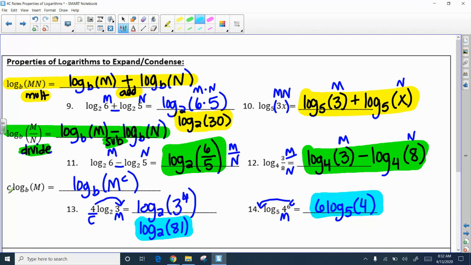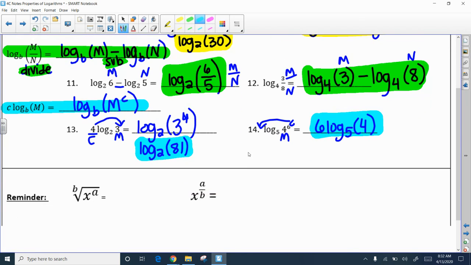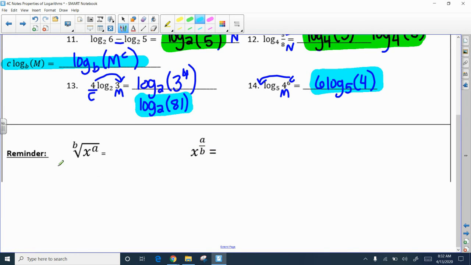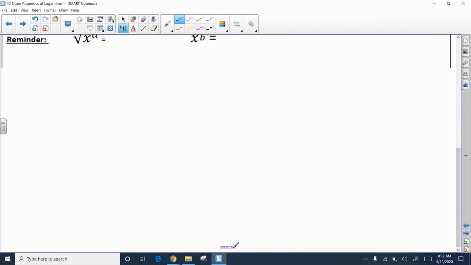And our third property, if we have a constant in the front, c times log base b of m equals log base b of m to the c power. So we can rewrite a constant that's multiplied by a logarithm into the exponent. So those are the three properties we're going to use today. Some other information we're going to use, just a little reminder on some basic algebra: when we have a radical, it can always be rewritten as an exponent and vice versa.